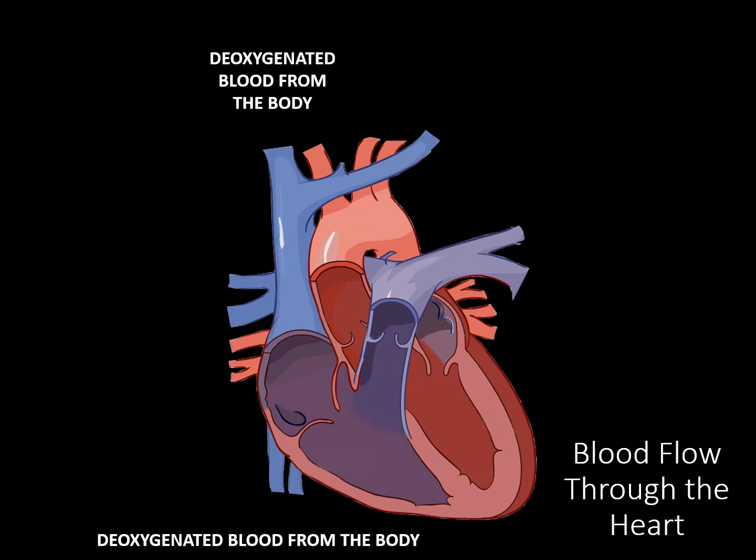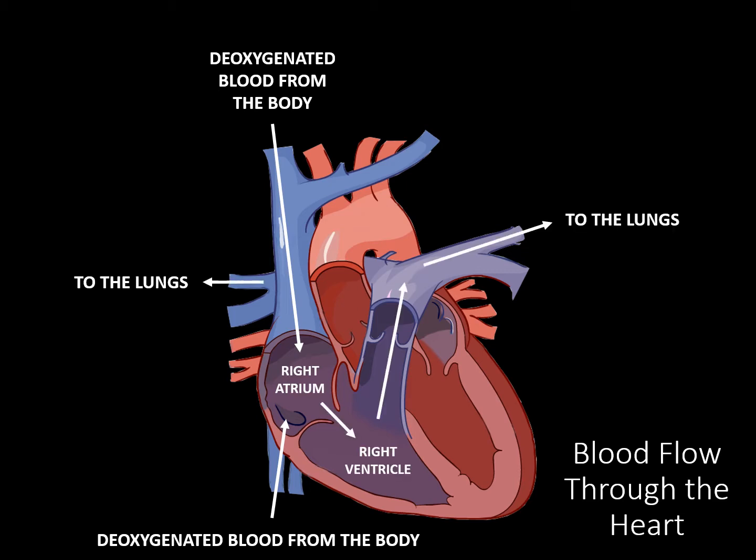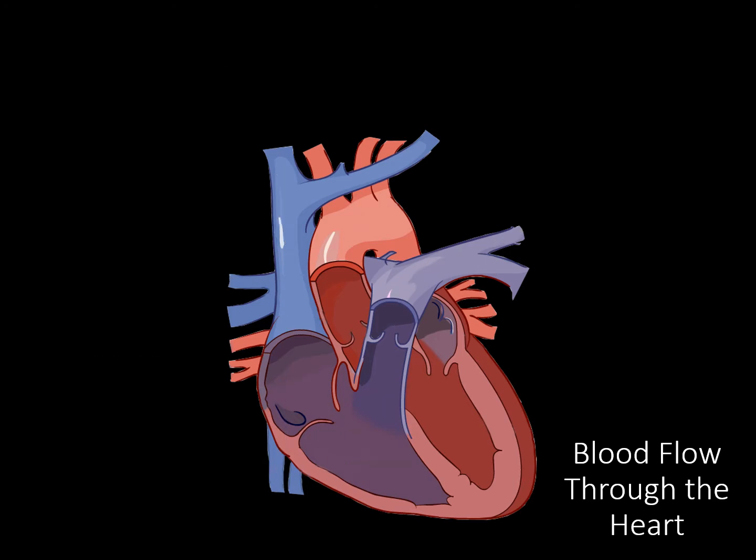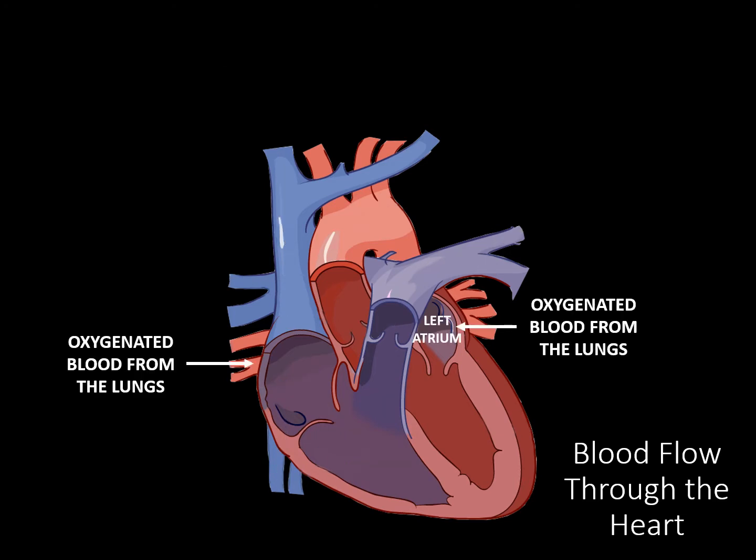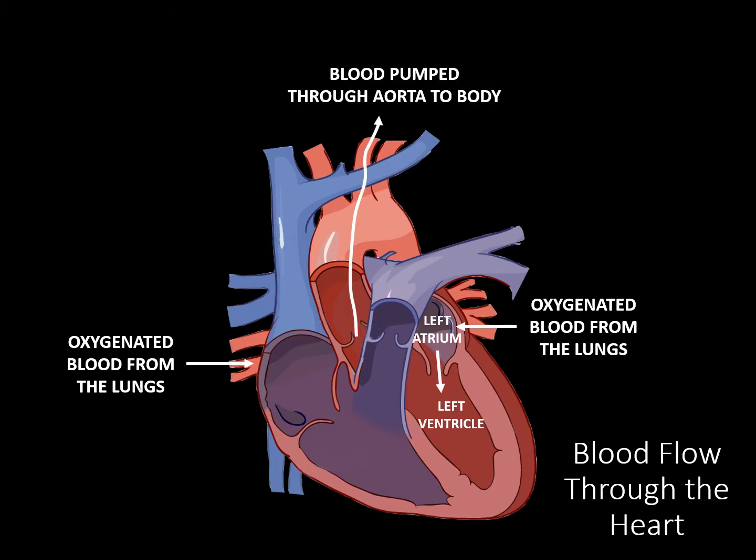Blood from the body returns to the heart into the right atrium, flows through a valve to the right ventricle, then travels to the lungs to become oxygenated. From the lungs, blood travels to the left atrium, through a valve to the left ventricle, and from there, the blood is pumped through the aorta to the entire body to provide oxygen to tissues and organs.